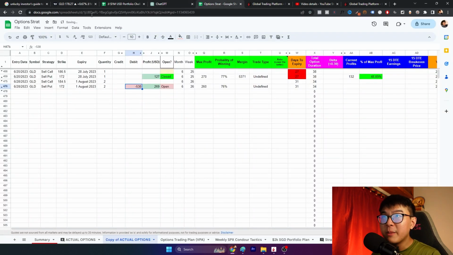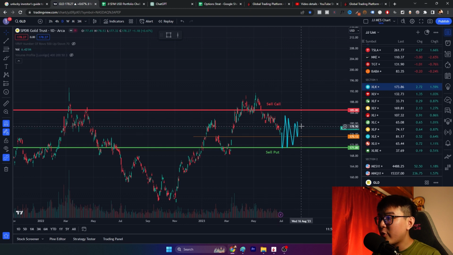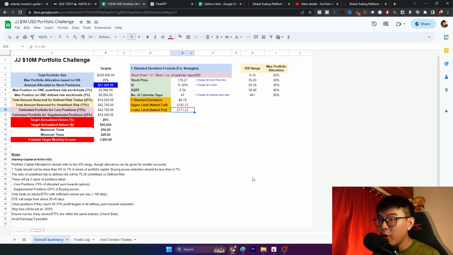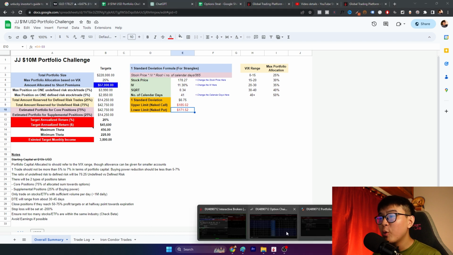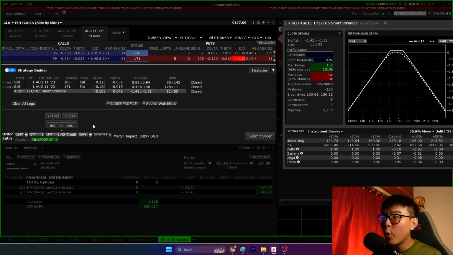When it is in the loss, it means either that the price of gold is very near to one of my strikes accordingly. It could be very near to the price of 185, or it could be very near to the price of 171. I'll then put a stop loss to make sure I exit the trade. The most important thing about trading short strangles is that you can have unlimited loss. You don't want that to happen. I'll always recommend anyone who even wants to think about trading short strangles to always put stop losses.